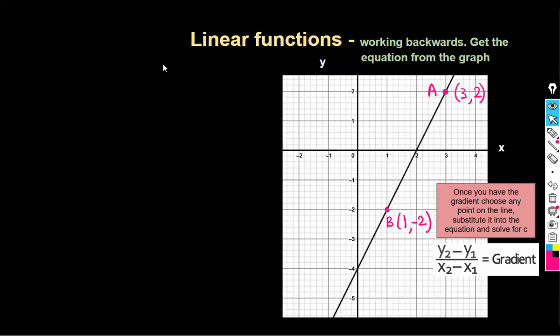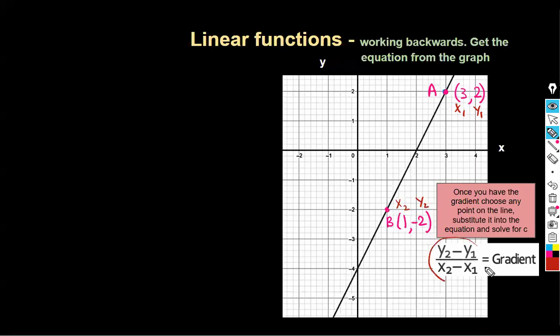I think 2 minutes should be sufficient time. I'm timing you guys. Let's see how fast you can do it. So I'm going to choose point A first because A comes before B. So 3 is going to be x1 and the 2 is going to be y1. B is going to be x2 and y2.